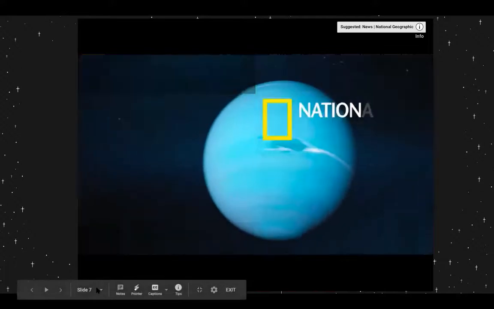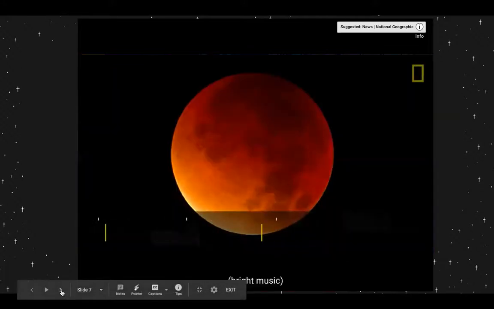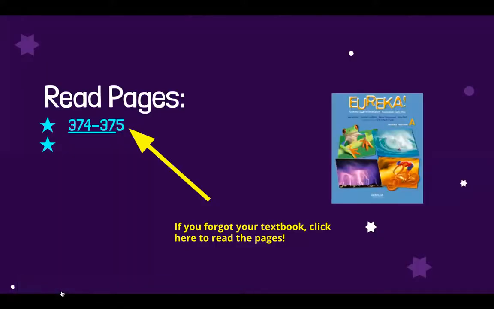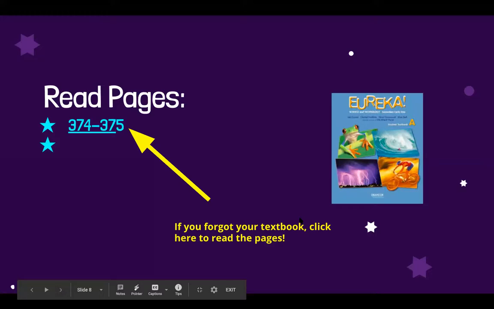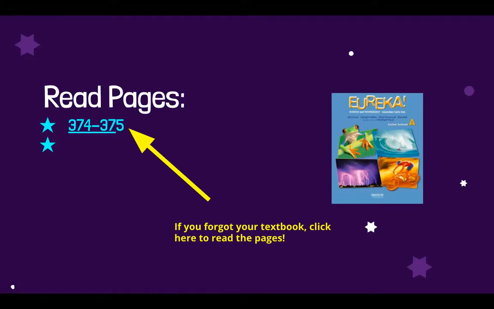All right. So you are required to go read pages 374 to 375 so that you can see what your textbook has to say about eclipses. So the text in the slide comes mainly from your textbook, but I would like you to read your textbook yourself.